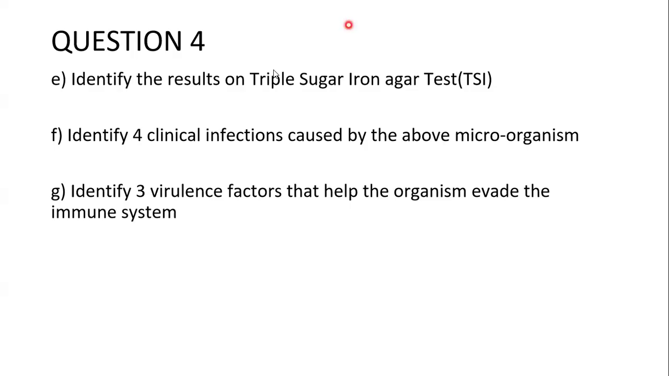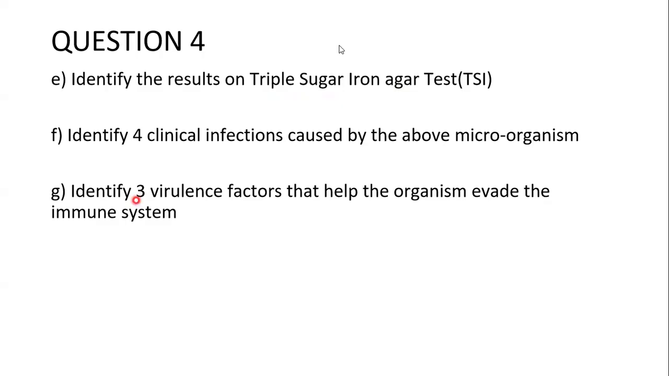That would be good. Okay, so here we have identify the results on triple sugar iron agar test. This is TSI. Then for clinical infections caused by the above microorganism, identify 3 virulence factors that help the organism evade the immune system. Okay, so TSI is another one. I feel like anywhere you go, you have to know this TSI.